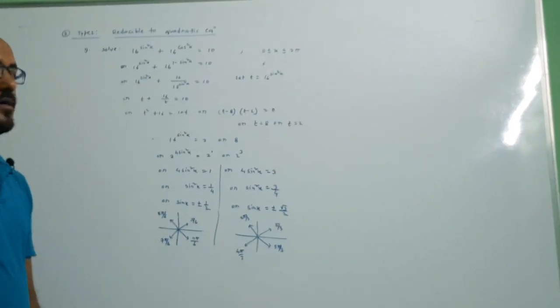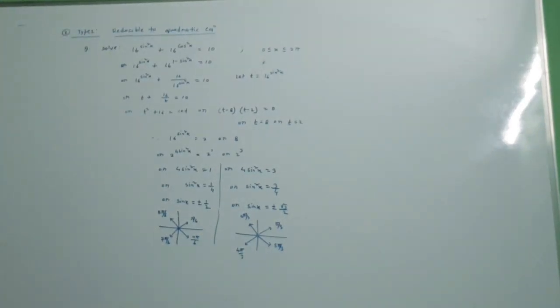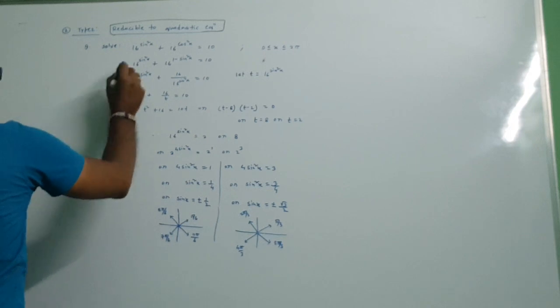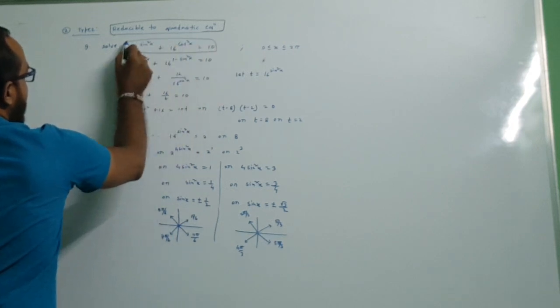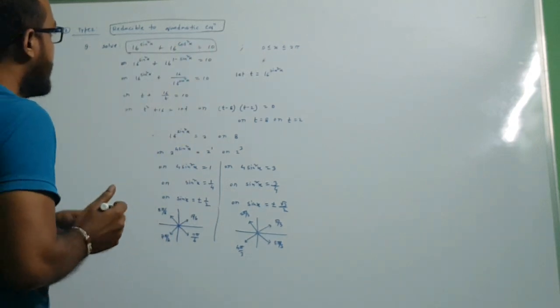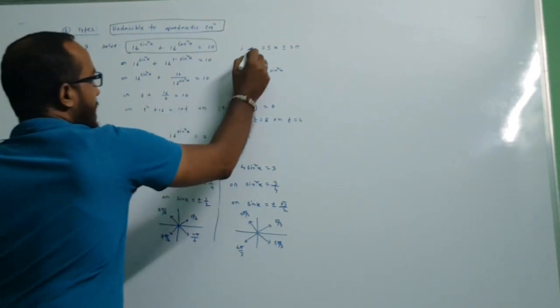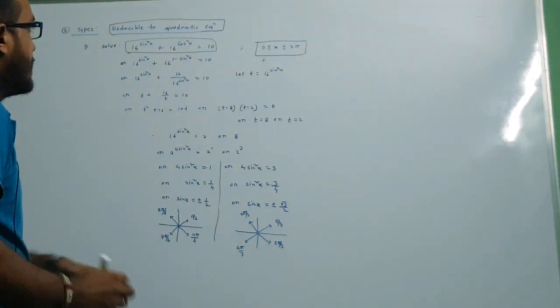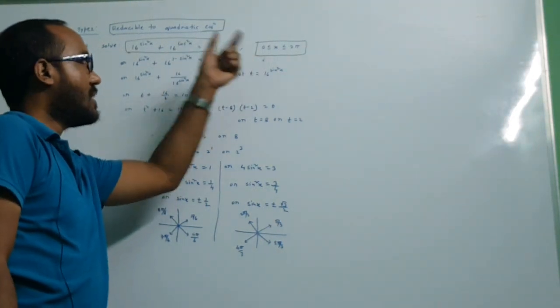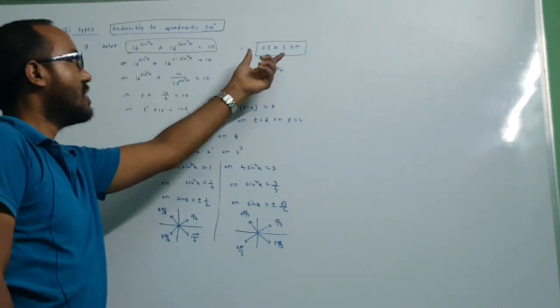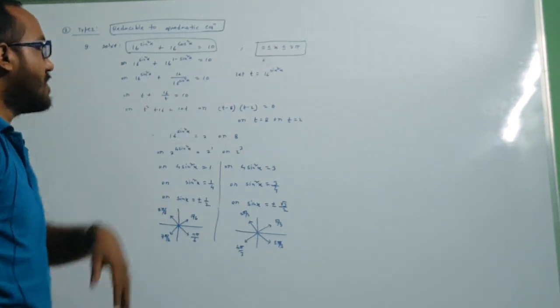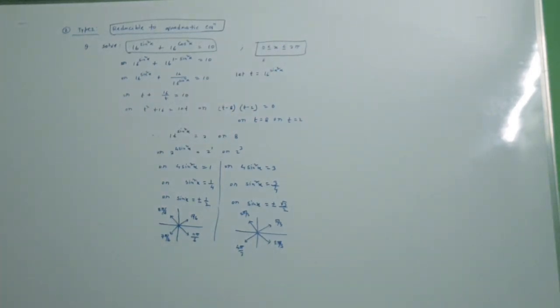So let us see the second type of problem in trigonometric equation, which is reducible to quadratic equation. Let us say we have been given this type of problem: 16 to the power sin square x plus 16 to the power cos square x equals 10, where x is between 0 to 2 pi. That means they want the principal solution. In the starting of the lecture I told you that if the value lies between 0 to 2 pi, then it is the principal value. They are asking the principal value.